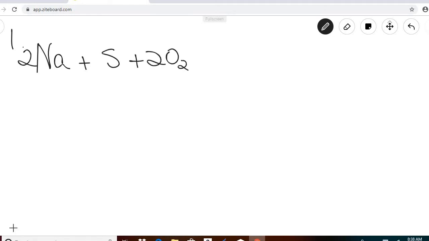Let's do the additional practice problems part 2 for chapter 7 in chemistry. So number 1 has 3 parts, and the chemical reaction is that you have 2 sodiums plus sulfur plus 2 oxygens will give us sodium sulfate, Na2SO4.